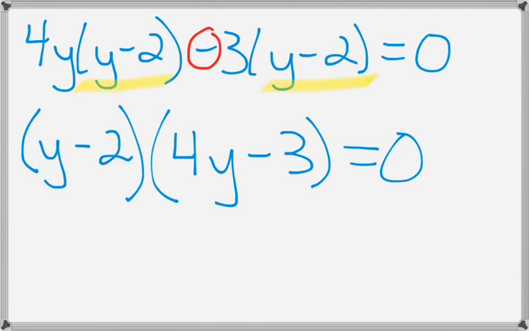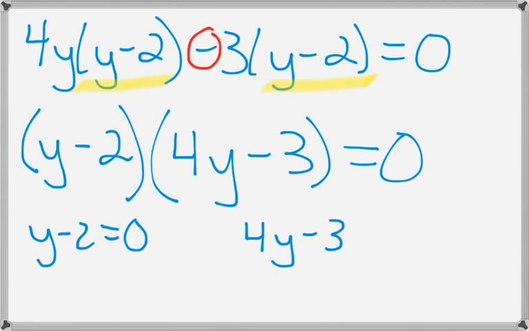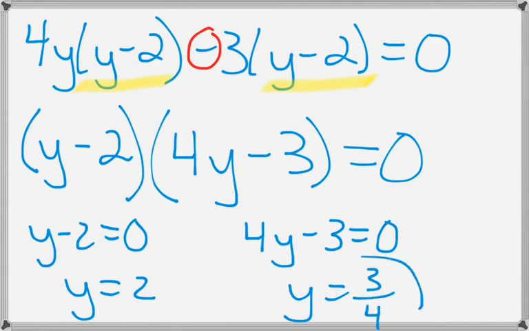So we have a product on the left, 0 on the right. That means we can use our zero product property and say, well, one of those factors has to be equal to 0. And then we can solve for y from there. So the two solutions would be 2 and 3/4.